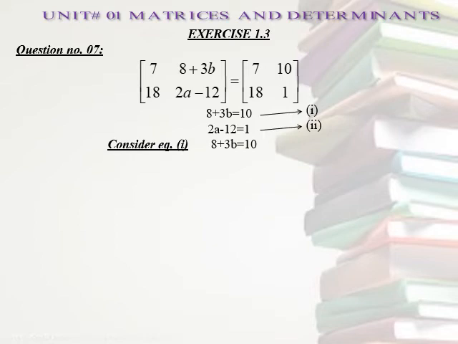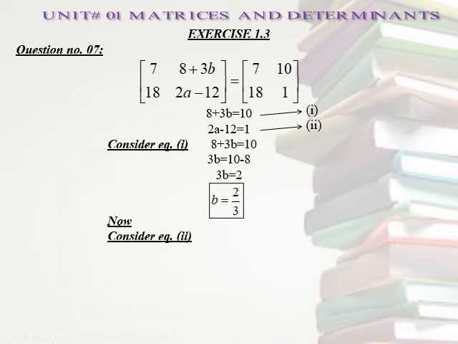Now consider equation 1, that is 8 plus 3b is equal to 10. Bring 8 to the other side of the equation by changing its sign. 10 minus 8 is equal to 2. And by bringing 3 to the other side, I'll get the value of b, that is 2 by 3.